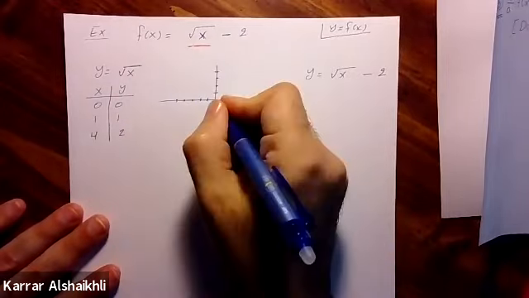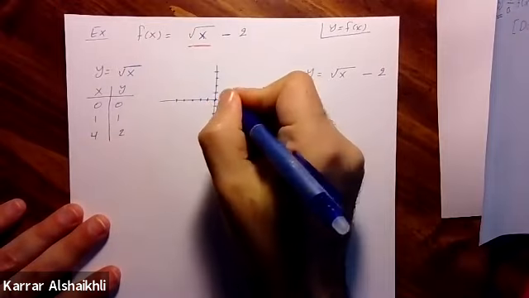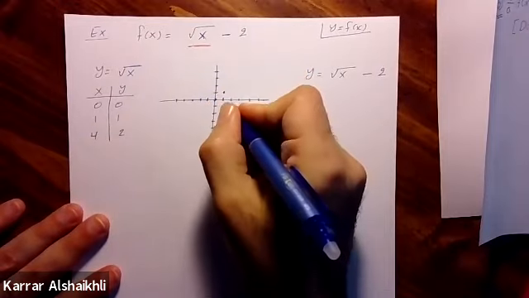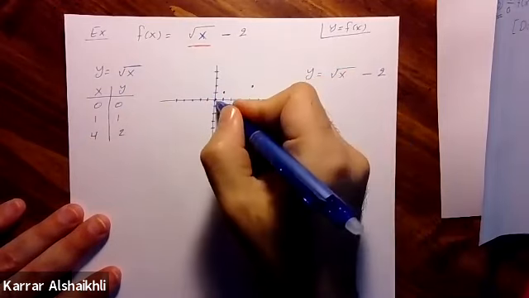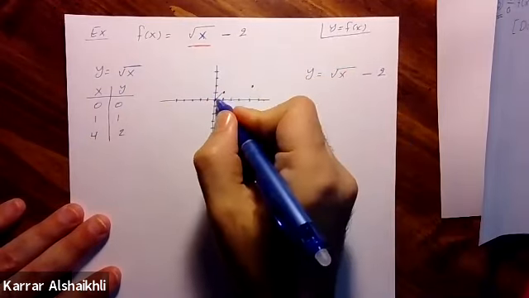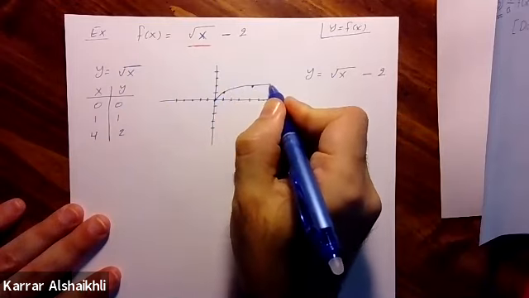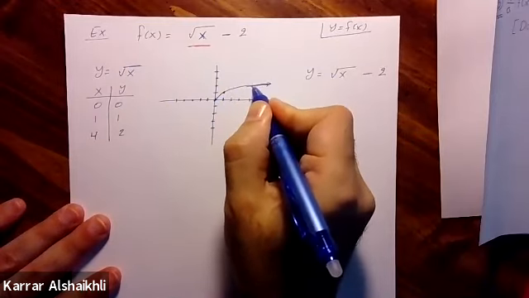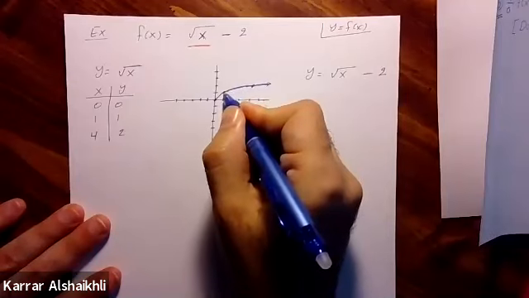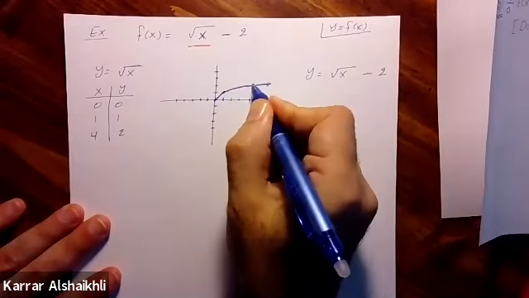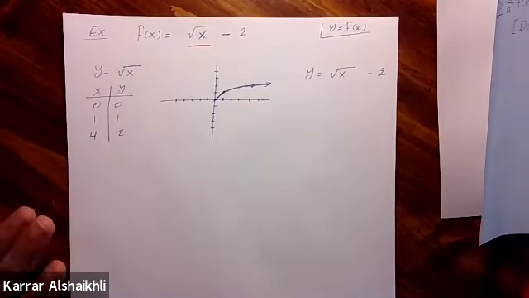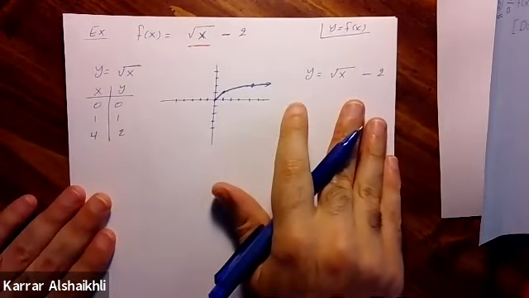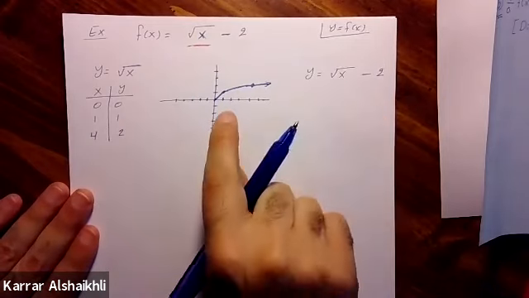0, 0 here. 1, 1 here. 4, 1, 2, 3, 4, and 2 here. So here is the graph for the parent function. If you remember, we graphed it yesterday. Here's the point, and here's the graph for the parent function. Now, I'm going to graph this one. You see these points?